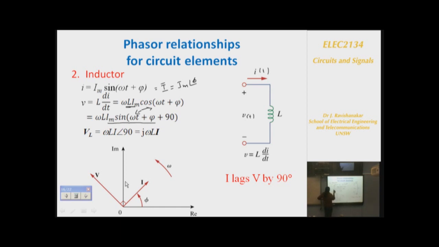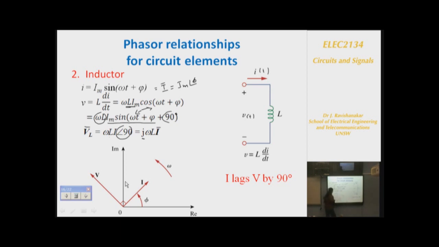So therefore omega L is an extra factor here: omega L into I, and we have 90 degrees. So it is at an angle of 90 degrees, or we can say j omega L I, because one at an angle of 90 is the same as j. So that is the relationship between the voltage and the current. The voltage across the inductor is equal to j omega L into I.